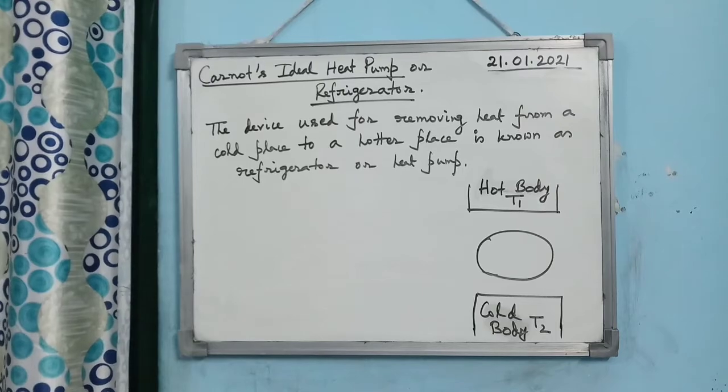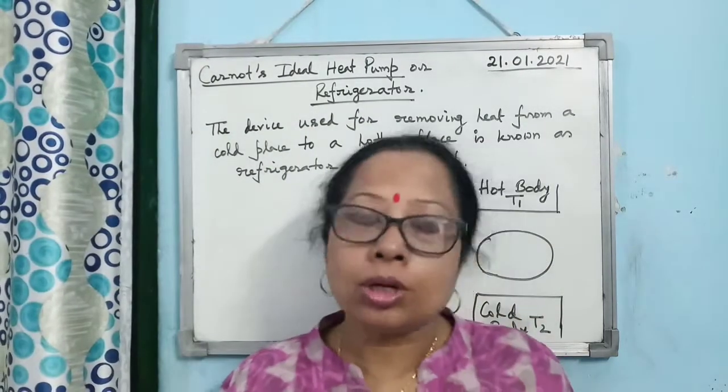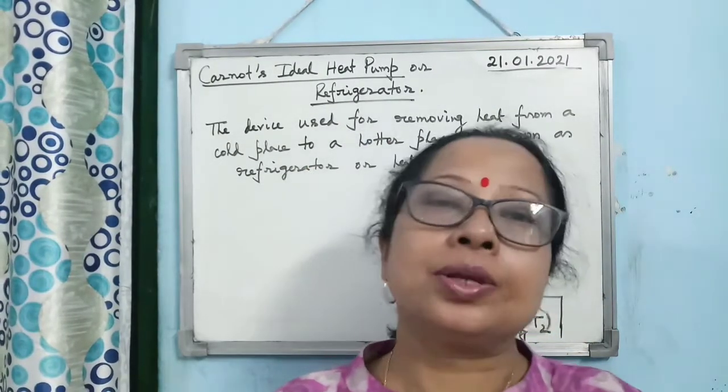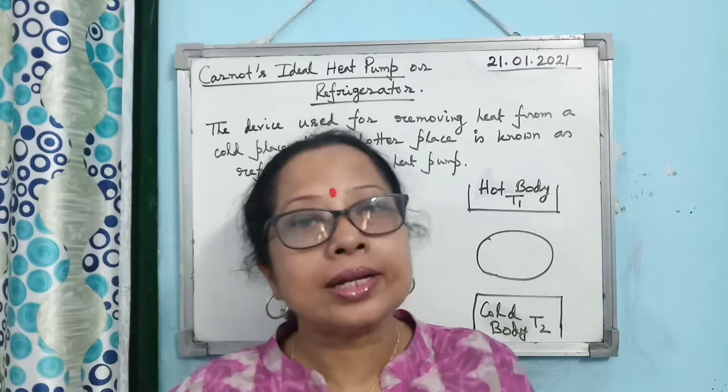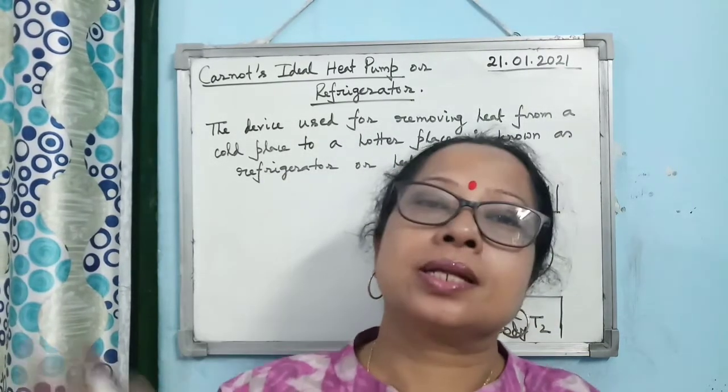The next is Carnot's ideal heat pump, not engine, which is also known as a refrigerator. Now in the refrigerator, what is done, you know, is that heat is extracted from the cold body and released to the hotter place, that is the surroundings.